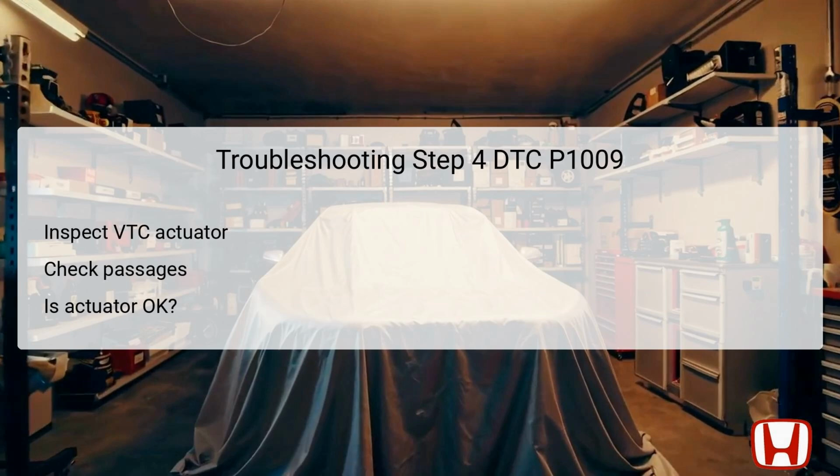In this fourth step, the VTC actuator's condition comes under scrutiny. The actuator is responsible for adjusting camshaft timing based on the flow of oil controlled by the valve. A visual inspection should confirm if the actuator is functioning correctly and if its internal components are intact. Pay close attention to the oil passages that feed the actuator. They must be clean and free of obstructions to ensure proper oil flow.